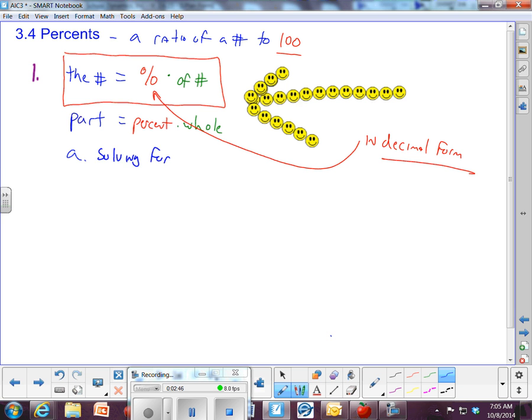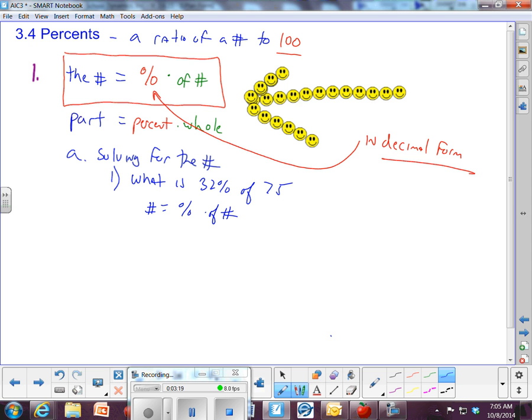Solving for the number. This is by far the easiest thing to solve for, and it's pretty straightforward. All you got to do is make sure that you know what is going on. So a couple examples here. Number one, what is 32% of 75? It's a common question. All right, so I'm going to write my formula. Number equals percent times the of number.